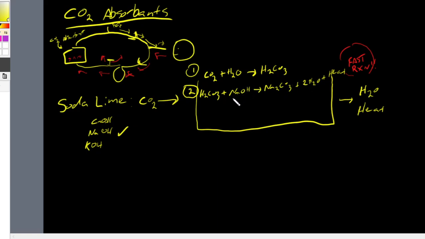However, we have to replenish our stores of sodium hydroxide. We can't keep using this up. If we use it up, then our Sodalime canister will run out quicker and CO2 will not get absorbed. So we need a way to turn this sodium carbonate back into sodium hydroxide. So that's where our calcium hydroxide comes into play.